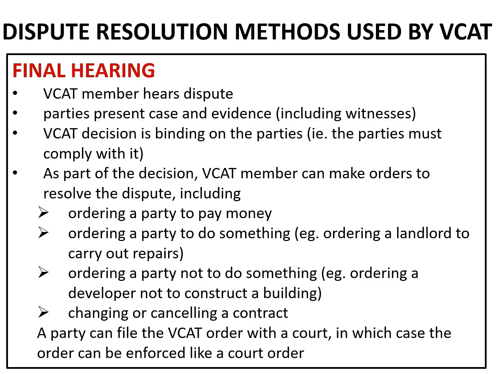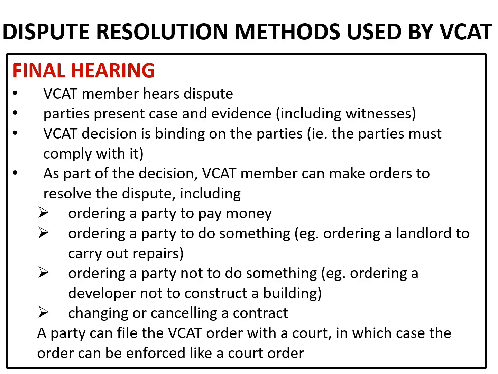Where VCAT uses a final hearing as a dispute resolution method, a VCAT member hears the dispute. Both parties argue their case and present their evidence, including by calling witnesses, and the VCAT member then makes a decision that resolves the dispute for the parties. This decision is binding on the parties in the sense that the parties must comply with the decision.